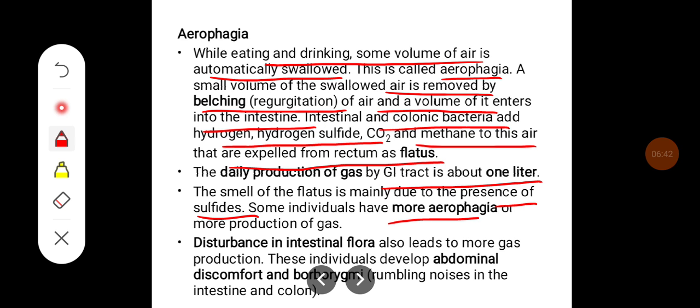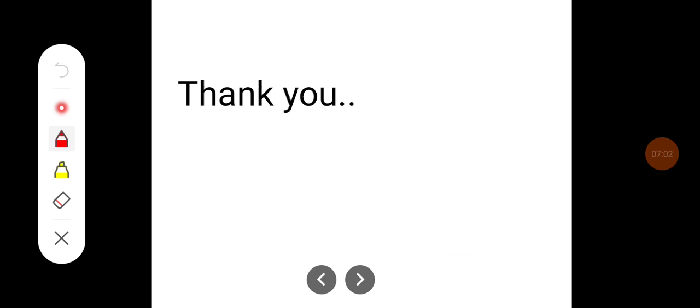Some individuals have more aerophagia or more production of gas. Disturbance in the intestinal flora also leads to more gas production. These individuals develop abdominal discomfort and borborygmi, that is, rumbling noises in the intestine and colon. So, this is in brief about the motility of the esophagus. Thank you.